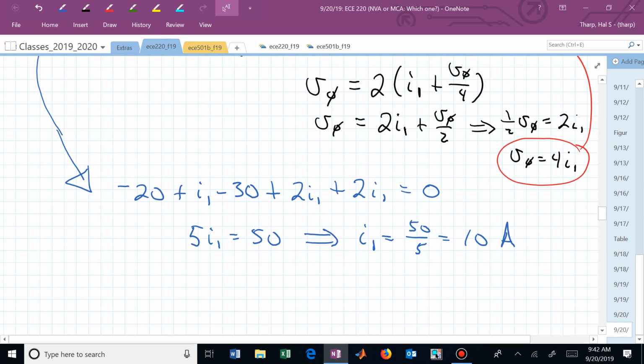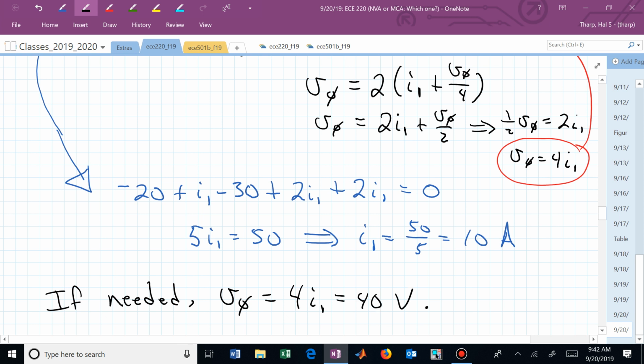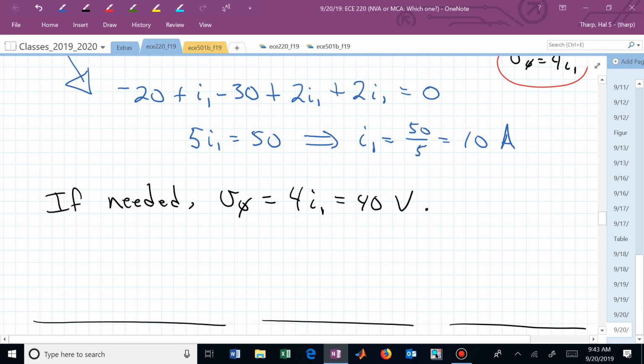And if somebody wanted it, what's V sub phi? Well, that was just 4I1, so that's now 40 volts. We now have all the information we need to solve for whatever is asked of us relative to that circuit. We have all the mesh currents, and we can use those however we want in order to produce the answer that's being requested.